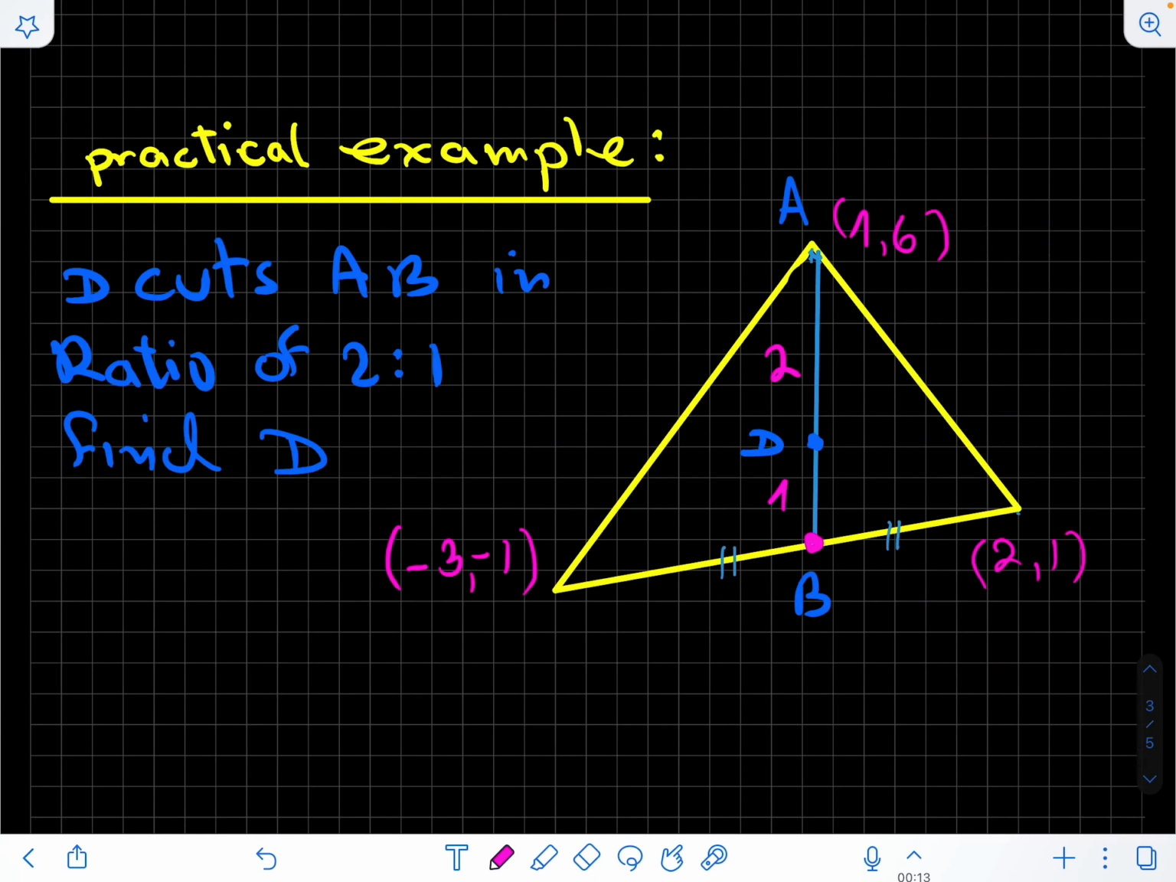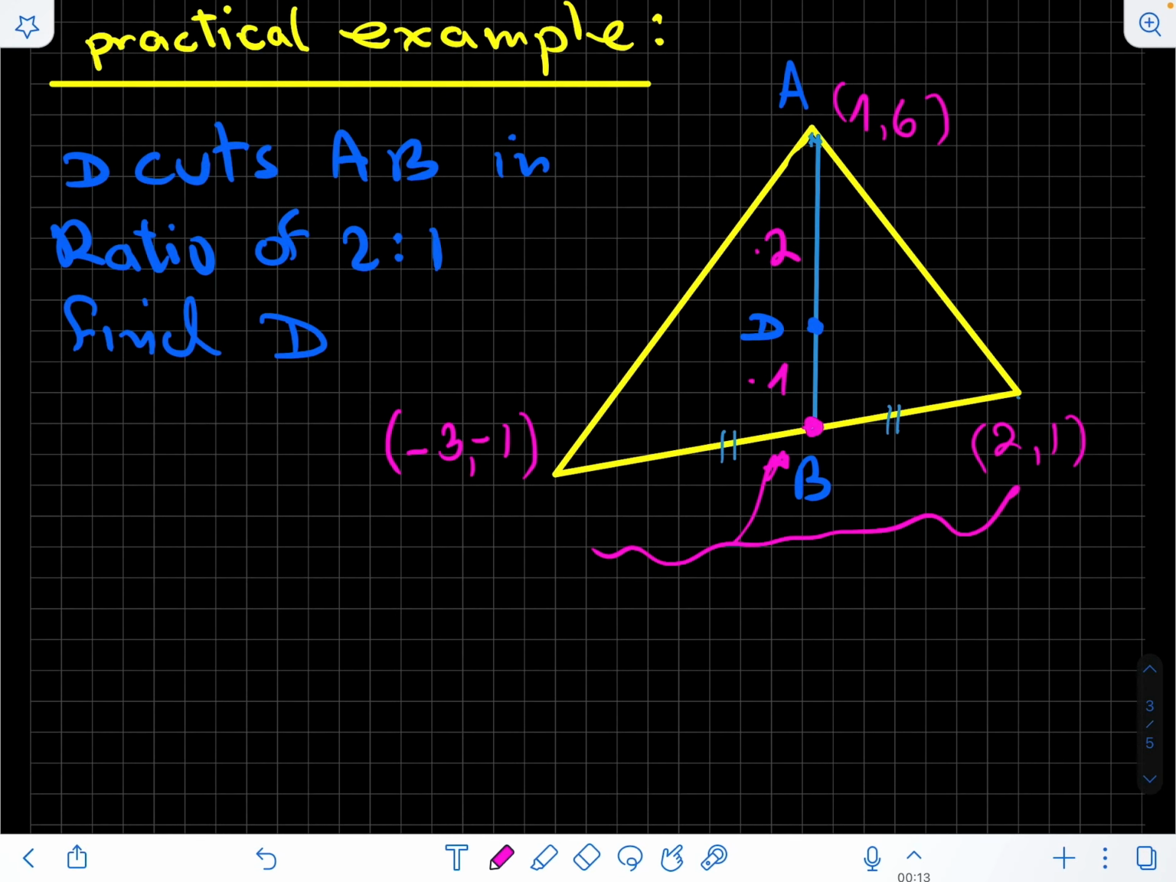Particular example, D cuts A, B in a ratio of 2 to 1, and we need to find D. So 2 to 1 means that the top part is the 2 and the bottom part is the 1. In order to do this, we need to find B initially, because otherwise we won't have the two edges of the line AB. In order to find that, we will use the bottom line here, and we know that B is the midpoint of this line. We know it because we were marked here that it's equal. 2 lines on each side means it's equal.